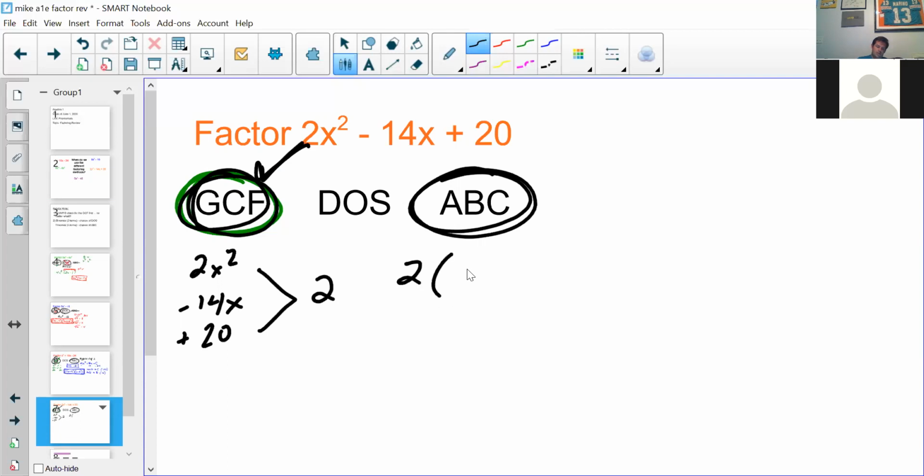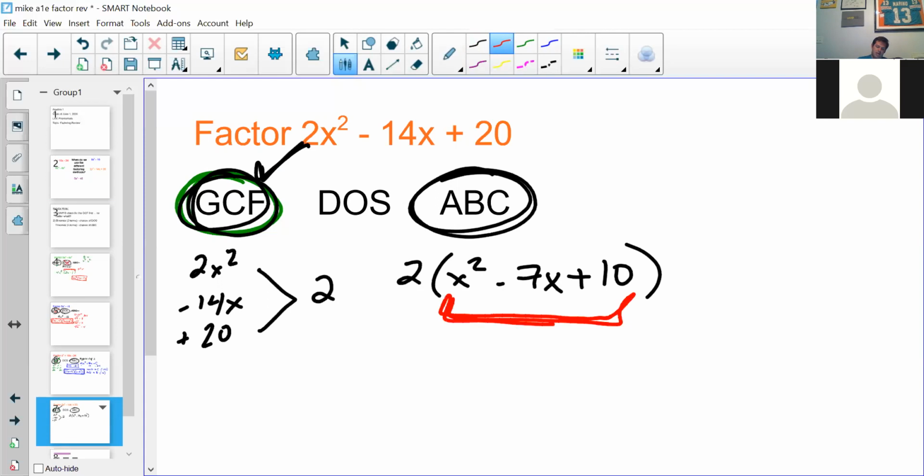So 2x squared divided by 2 would be just x squared. Negative 14x divided by 2 is negative 7x. And 20 divided by 2 would be positive 10. Now we're going to take a look. We factored out a GCF. We're going to take a look inside this parentheses.